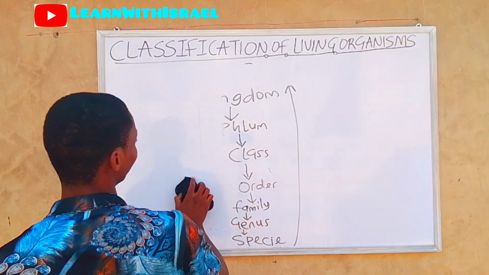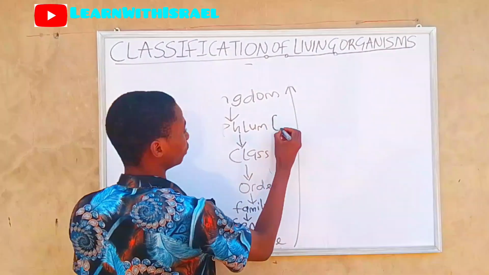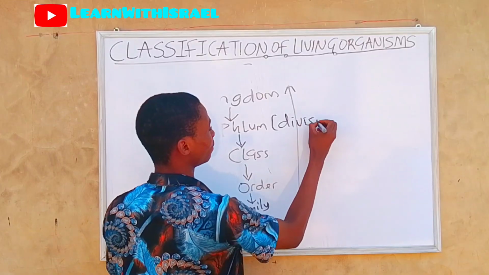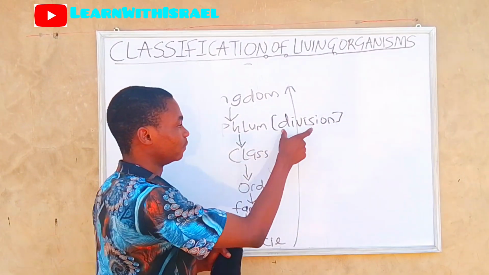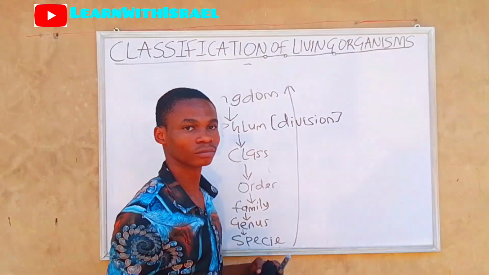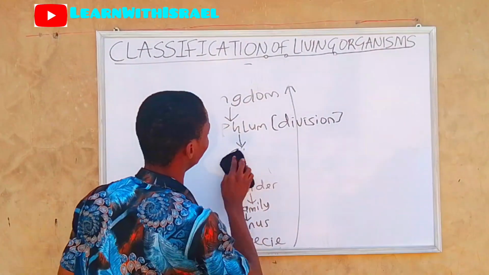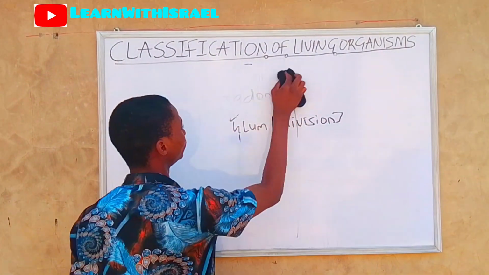And I hope you know that phylum also means division. Another name for phylum is division. And in plants, the phylum is not called phylum, it is called division. Am I clear with that? So make sure you note that, it is very essential.